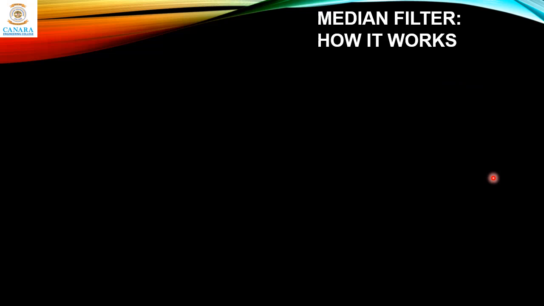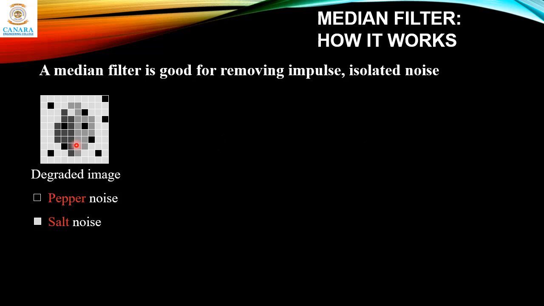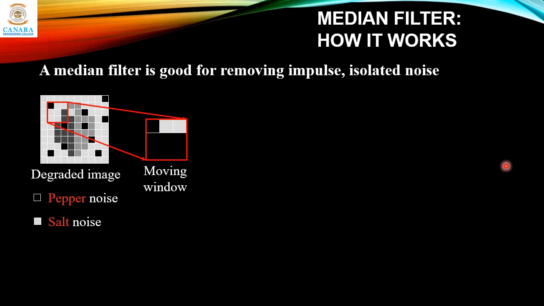We have already gone through the working of the median filter in the previous module, so let us once again revisit the concept. The median filter, as we know, is good for removing isolated impulse noise like salt and pepper noise. Here is the image with salt and pepper noise added. Salt noise is shown by the white pixels and pepper noise by the black pixels. In median filtering we consider a window of size 3 cross 3 in this case. It's a moving window, so we recreate the pixels here.